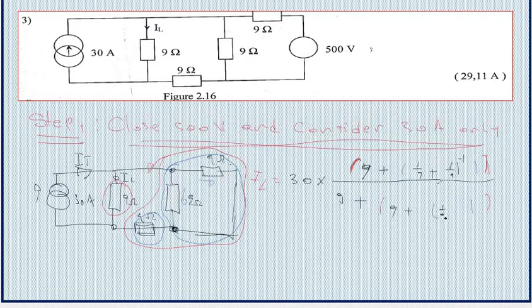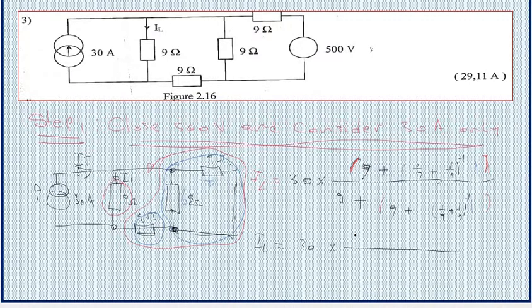Same thing here, I have that one. Now I just need to compute this expression. So I'm going to have IL, which is equal to 30 multiplied by 9 plus, and I'm going to replace all this by one resistance.